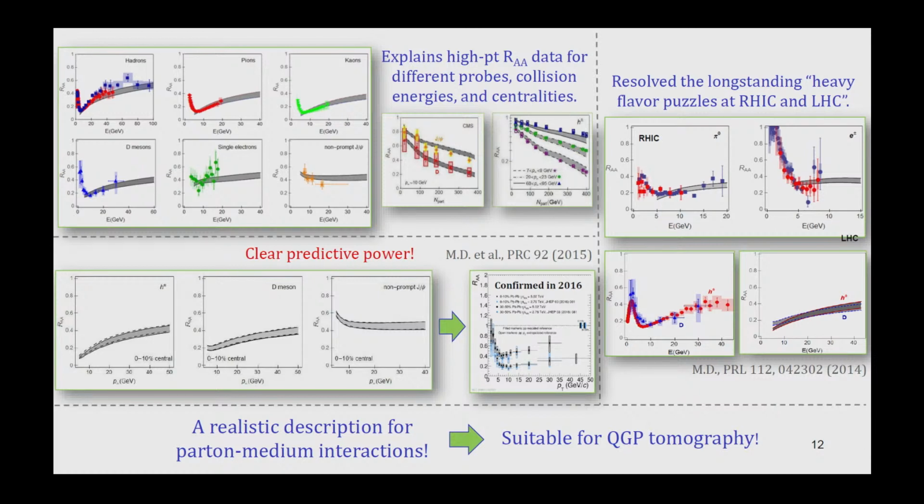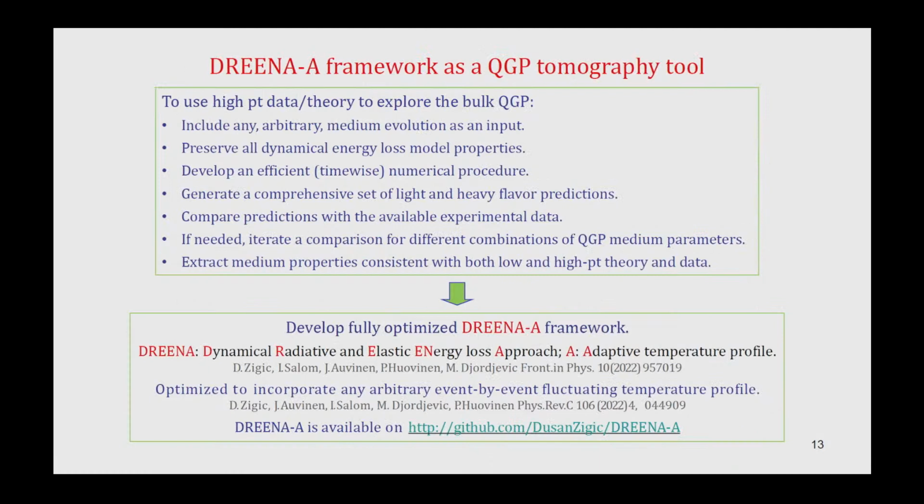And then this leads to a good deal of confidence that we have a realistic description of parton-medium interactions so that this model is suitable for QGP tomography. And then this is not enough. You cannot only have the energy loss. You have also to have a framework which converts the energy loss to what you observe in a detector.